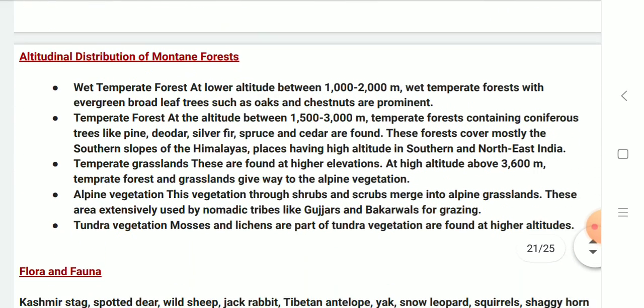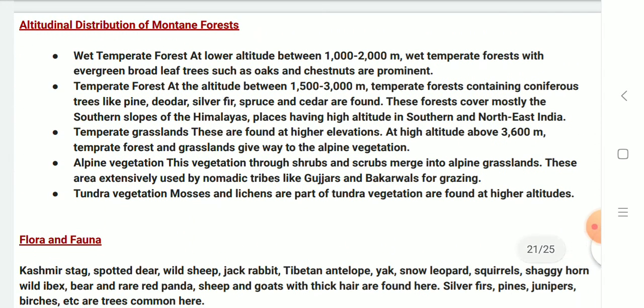Now, altitudinal distribution of montane forests. Wet temperate forests at lower altitude, with evergreen broadleaf trees such as oak and chestnuts, are prominent. Temperate forests at the altitude between 1500 to 3000 meters contain coniferous trees. These forests cover mostly the southern slopes of the Himalayas.